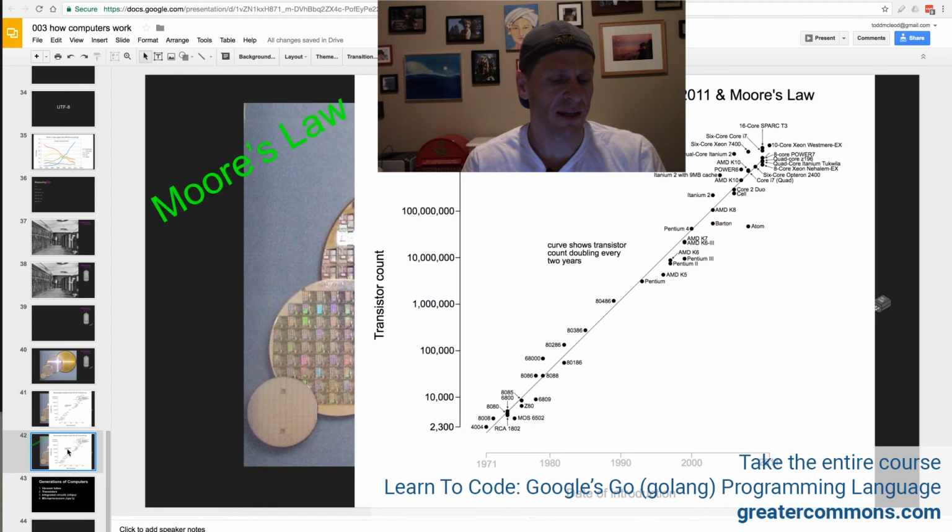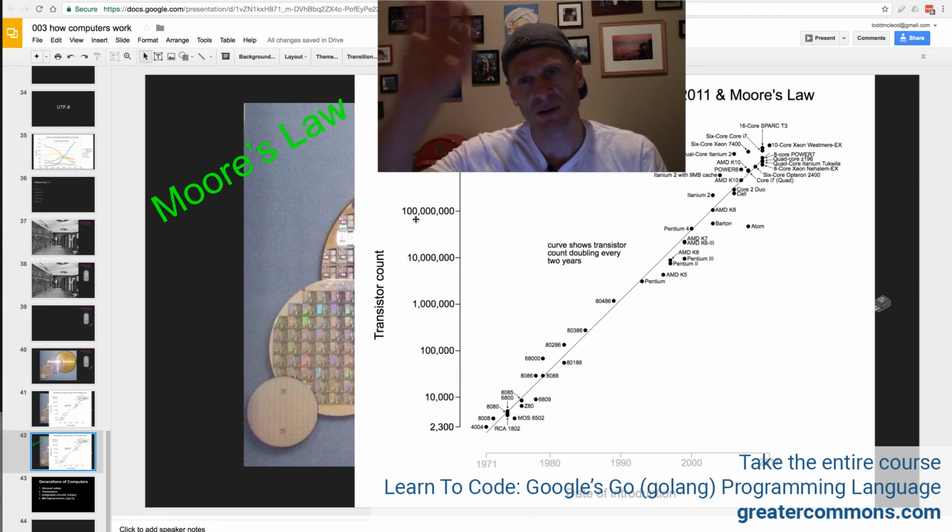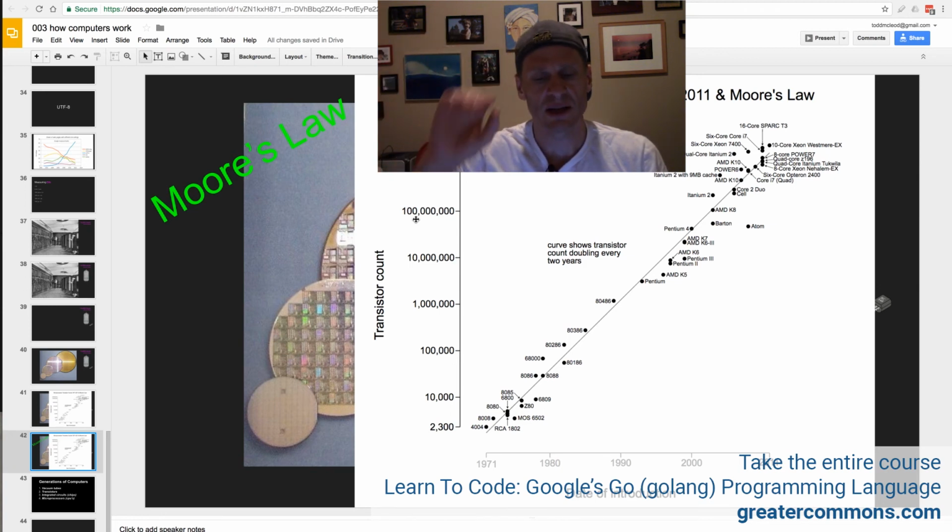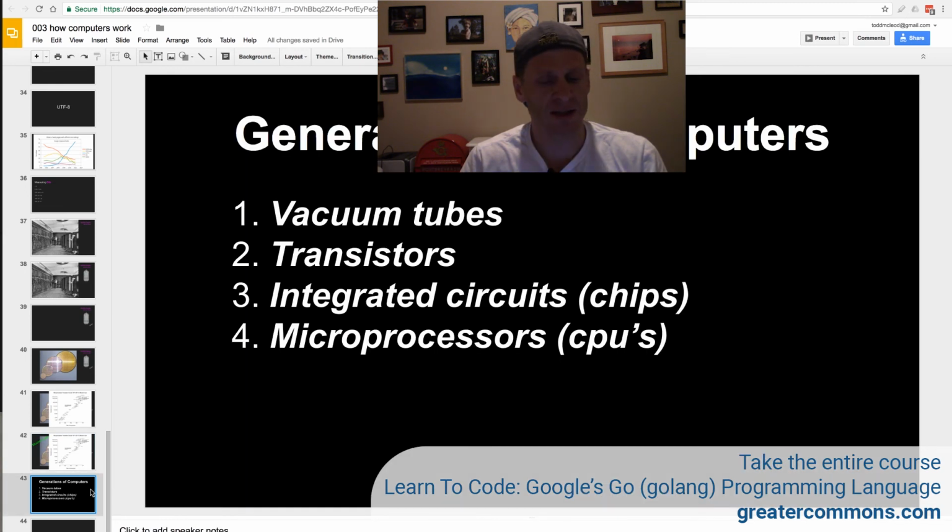And the fact that they progress so quickly, where the number of circuits on a chip doubles every 18 months to 2 years, that's called Moore's Law. Gordon Moore, one of the founders of Intel, said that back in the 60s, and it's held true. It started to taper off a little because, how do you double from 2.6 billion to 5.2 billion in 2 years? But it's still holding pretty close to doubling every 2 years. So that's the generations of computers.